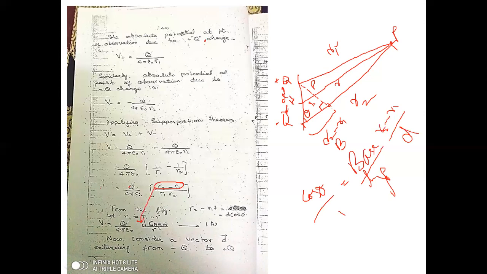As d is very small, r1 will be equal to r2 will be equal to r, because the square of a small quantity will be even smaller, so the chance of error will be less. So I can write r1 r2 as r square. Replacing the values, V is equal to q divided by 4 pi epsilon naught, d cos theta over r square.